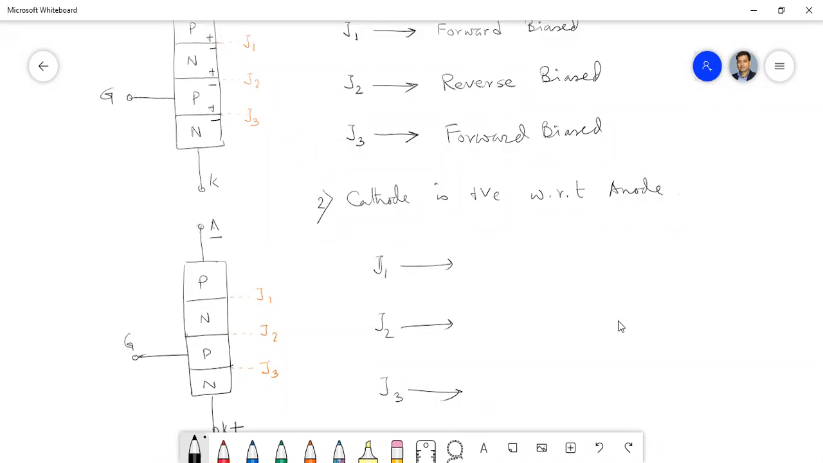So that means, it's just vice versa of the previous. If P is negative with respect to N, then J1 is reverse. J2 is forward biased, because you see P is positive with respect to N. So this is forward.